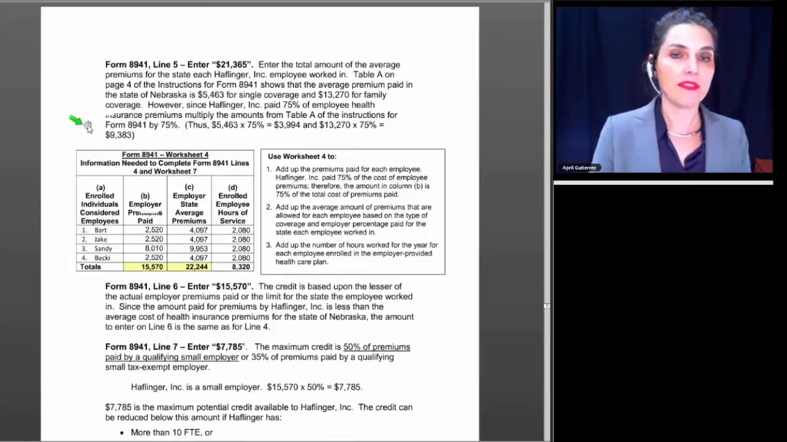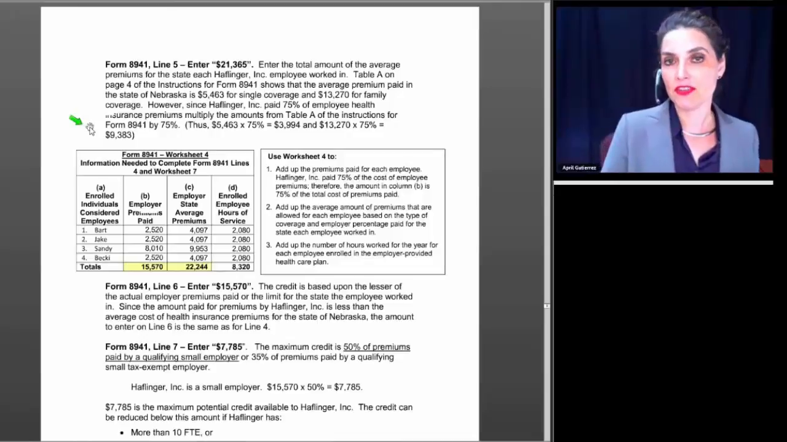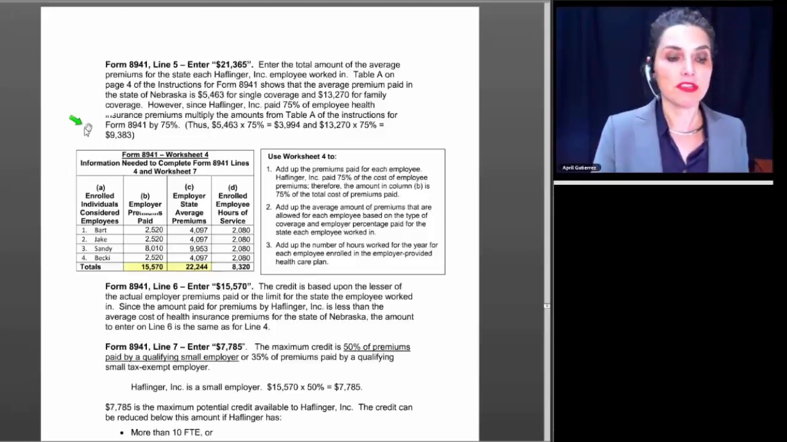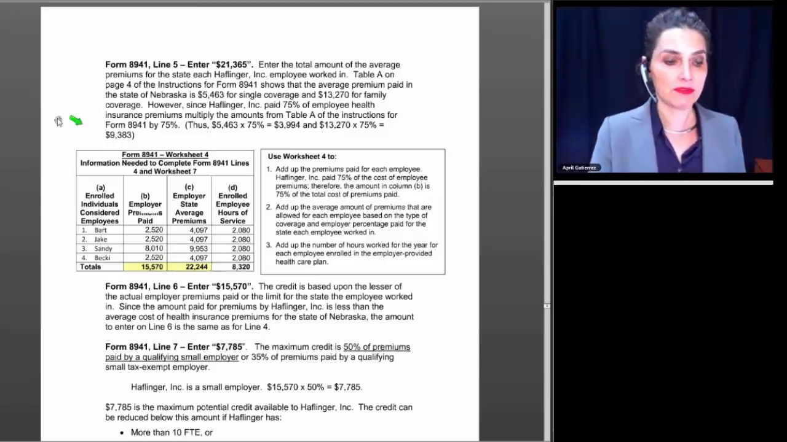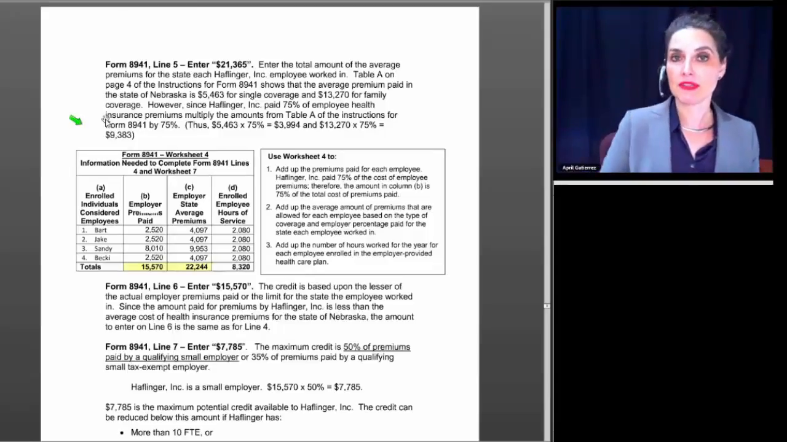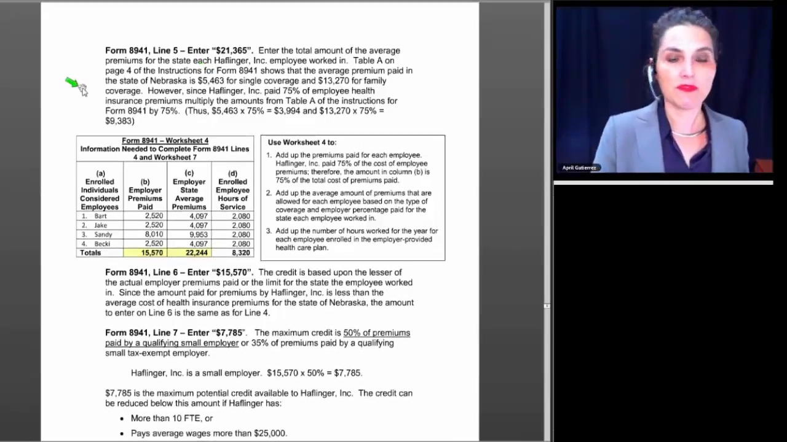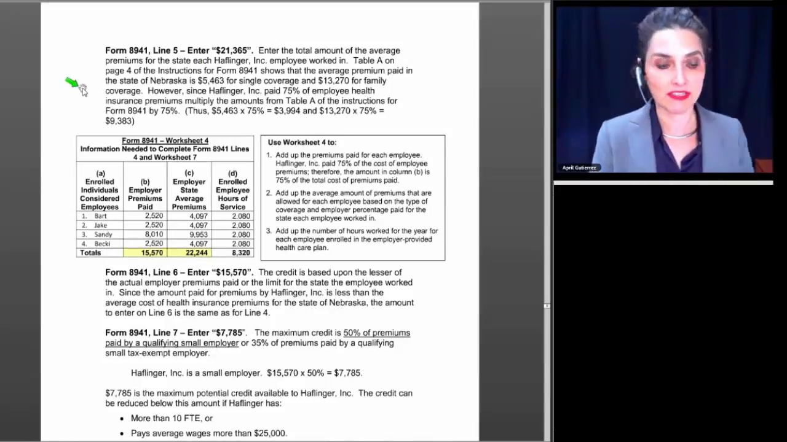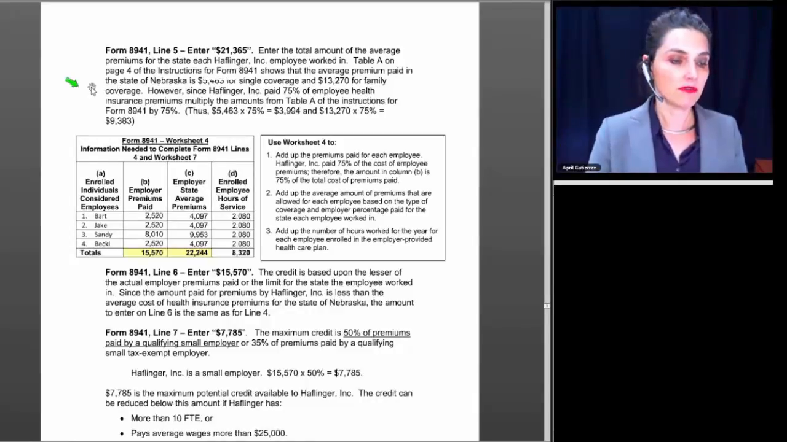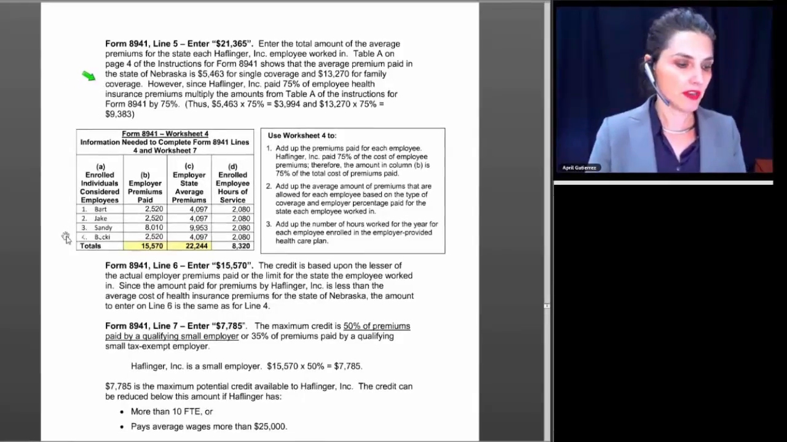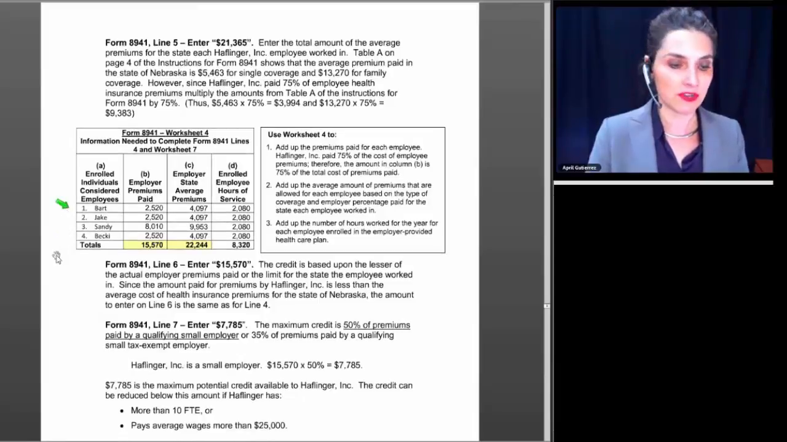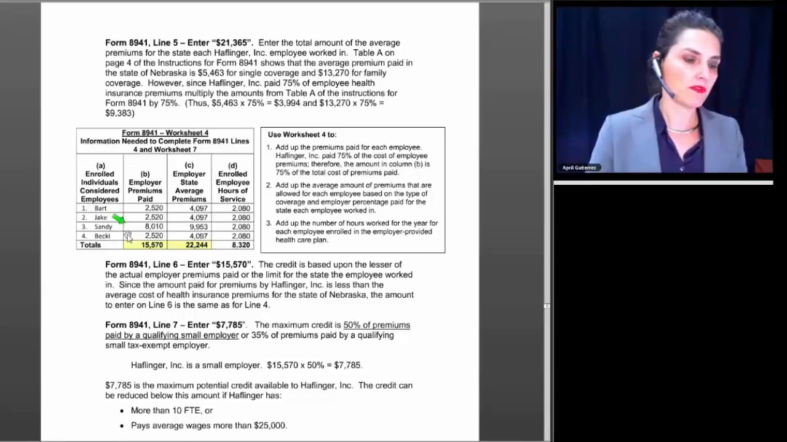The whole point is that the employer premiums taken into account for purposes of calculating the credit cannot be greater than what the employee share would be of the average premium paid for any particular state. The instructions for 8941 show the average premium paid on a state-by-state basis, and for Nebraska in 2013, that state average was $5,463. Don't know what the average for Nebraska is for 2014 yet, but it won't be a heck of a lot different. Ultimately, you're going to multiply that out by the number of workers that are receiving health insurance coverage. In this case, that's 4, and one of those is receiving family coverage.